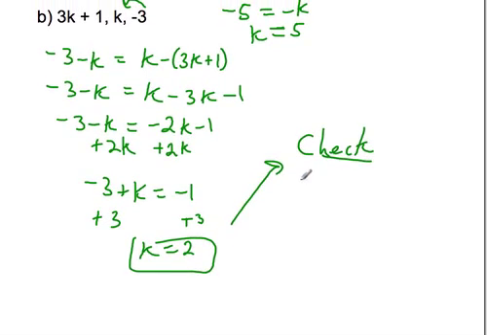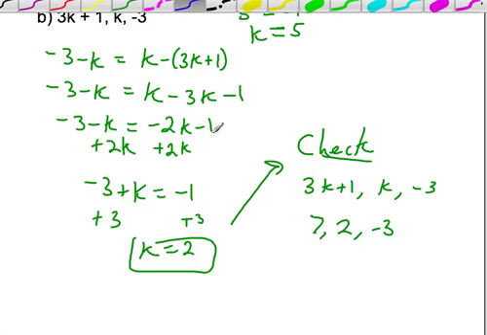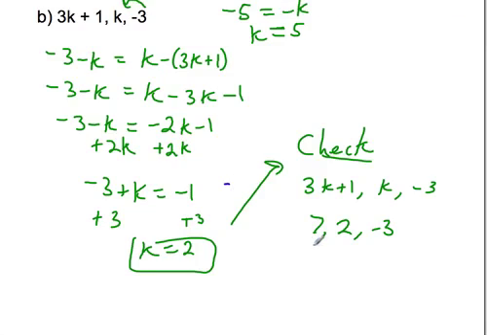Our terms in the sequence are 3k plus 1, k, and negative 3. But k is 2. So we could do 3 times 2 plus 1 gives you 7. K is 2 and negative 3. We can check to see if that's an arithmetic sequence. So here we have to add a negative 5 and then add a negative 5 to get the next term. So it is an arithmetic sequence. So it looks like we did it correctly.